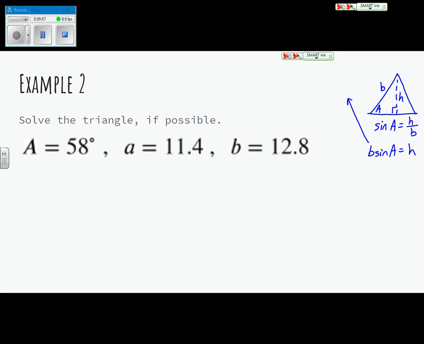But sure enough, if I plug in what I know on this, using my little chart, I get 12.8 sine of 58, 12.8 times sine of 58 degrees. 10.9. I'll say 10.9 for the height. 10.9. Look at my A.